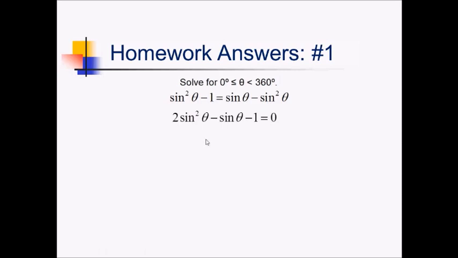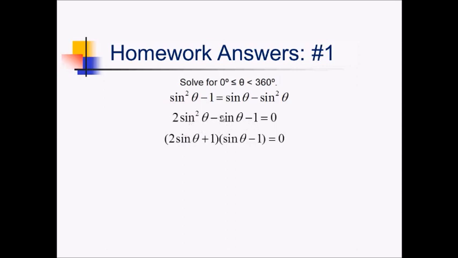Now I'm going to try to factor this. 2 sine squared, I'm going to have to split this up into 2 sine of theta and sine of theta. And I know I'm going to have a positive and a negative 1 also in my parentheses to get this negative 1 by multiplying. So let me just try this out with one combination. 2 sine of theta plus 1 and sine of theta minus 1. Let's just multiply this out and see if it gives us what we started with here.